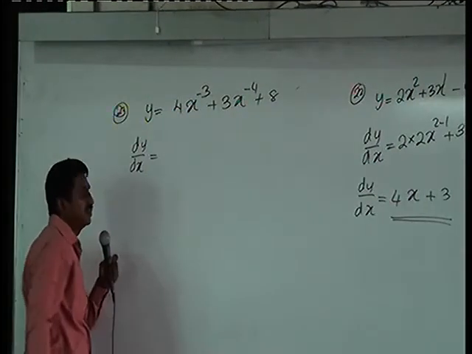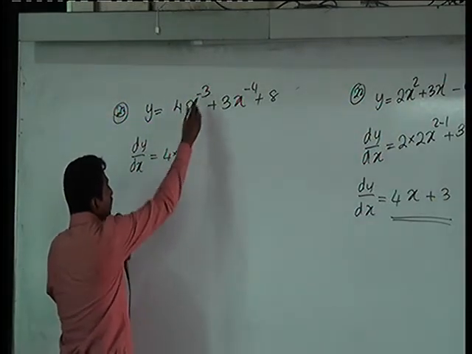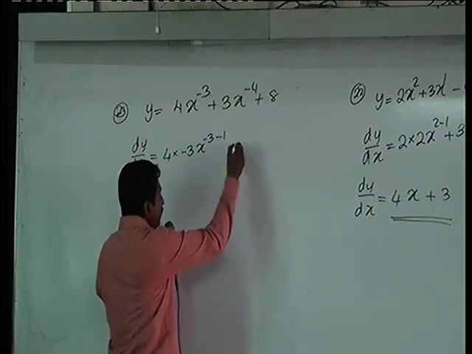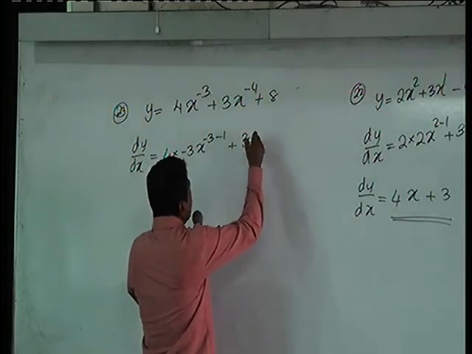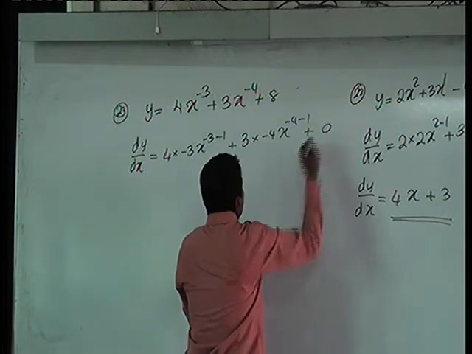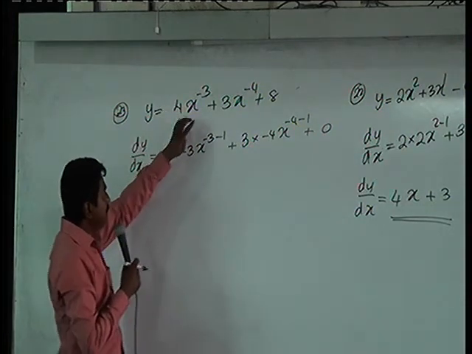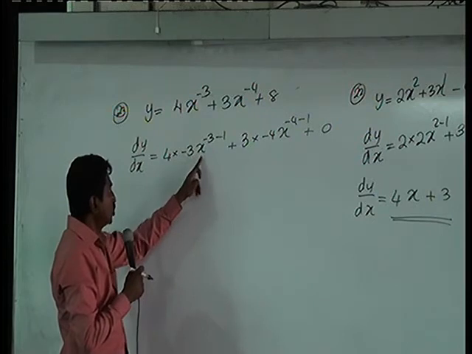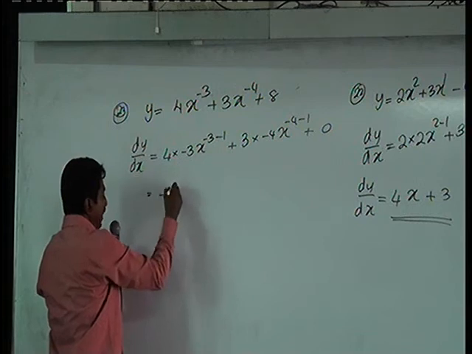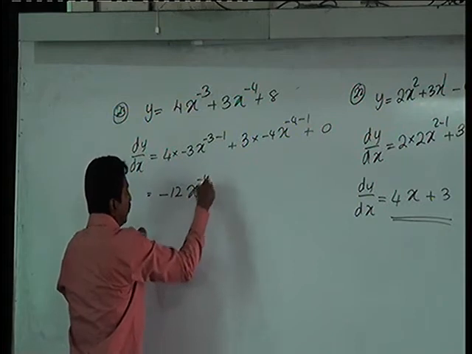dy by dx equal 4 into minus 3 x to the power minus 3 minus 1, plus 3 into minus 4 x to the power minus 4 minus 1, plus 0. Here 4 is a coefficient, keep it as it is. Differentiate this one, minus 3 x to the power minus 3 minus 1. So 4 into minus 3, minus 12 x to the power minus 3 minus 1, that is minus 4.